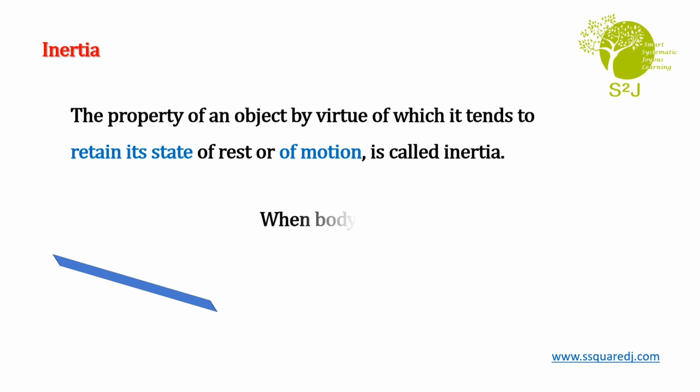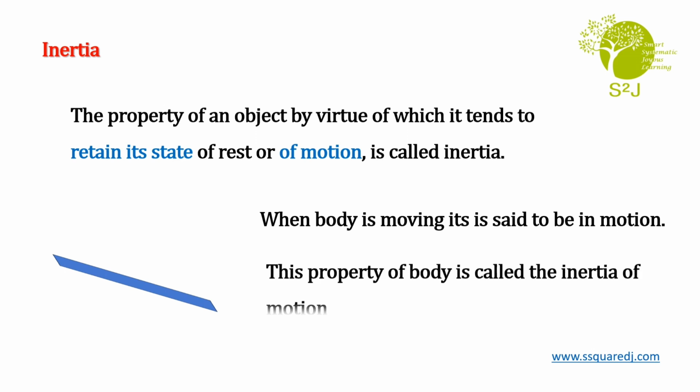Now next, inertia of motion. As you saw, the ball went down. If an object is in motion, it will remain in a state of motion unless and until an external force is applied to it. So that is called inertia of motion.